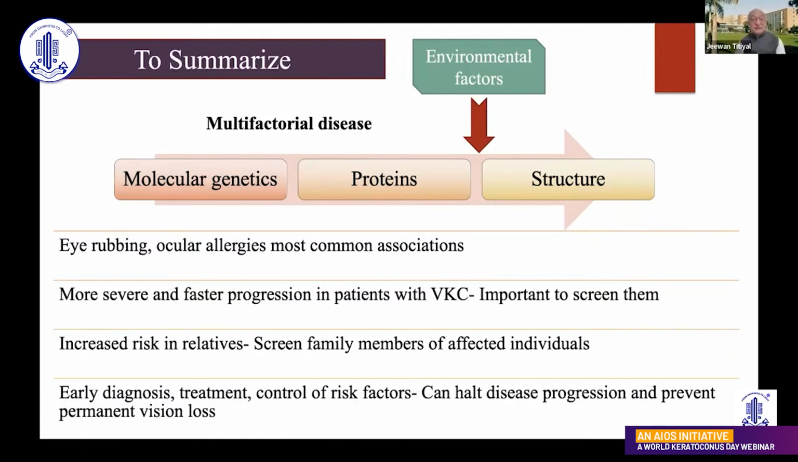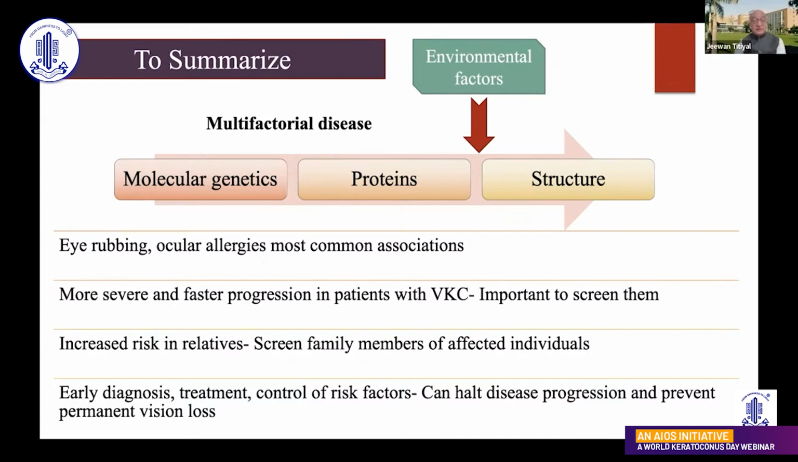Just to summarize, as I said in the beginning, we have a higher prevalence in Asian countries like India and in the Middle East. It is a multifactorial disease. The basic association is genetics, protein damage happening to the collagen fibers, and structural damage in the cornea, which causes thinning and a conical shape of the cornea. Physically, eye rubbing and allergies are very common associations with keratoconus. Severe cases will have faster progression. They are younger patients; the younger the patient, the more the progression of disease. And family history is a very important aspect to be checked in these patients.